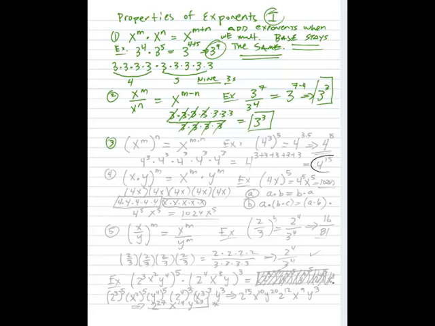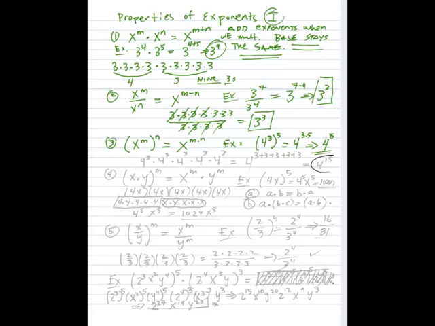The third property says that if we have x to the m all raised to the n, well, this property tells us that we keep the base the same, and then we multiply the two exponents together. x to the m times n would be the solution. For example, 4 cubed, and raise that to the 5th power. According to the property, this is going to be 4 to the 3 times 5, and 3 times 5 is 15, so the answer is 4 to the 15.